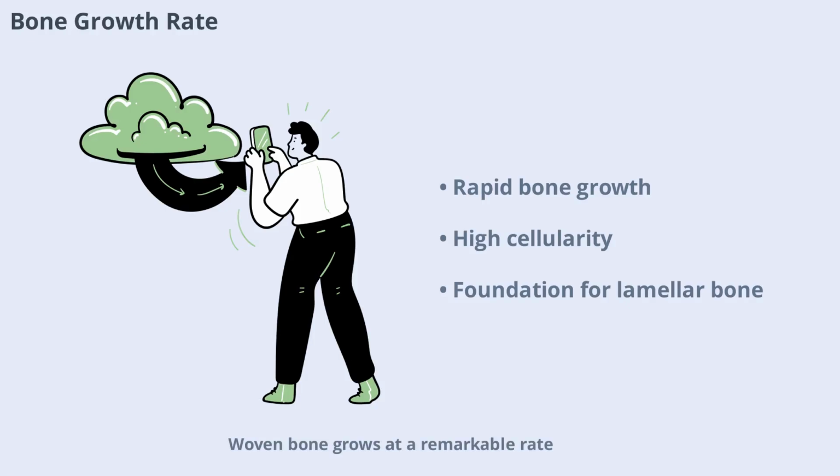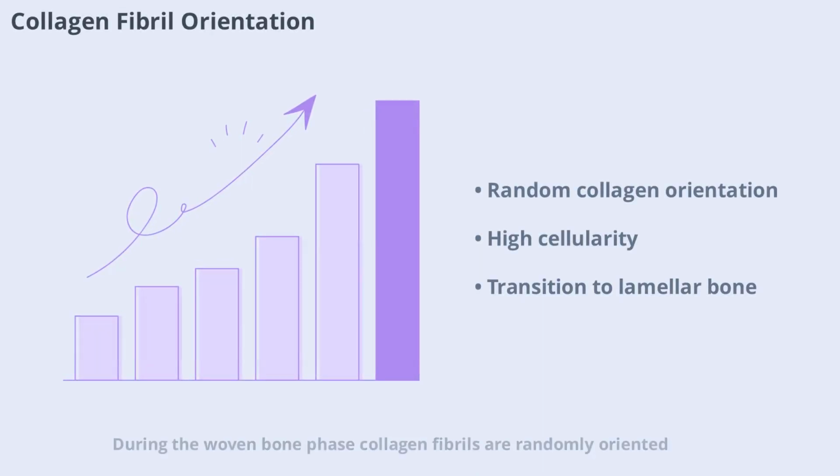Woven bone grows at a remarkable rate, up to 100 micrometers per day in all directions. This rapid growth is essential for filling the gap between the implant and the bone, providing a foundation for subsequent lamellar bone formation. The high cellularity and random orientation of collagen fibrils characterize this phase of bone growth. During the woven bone phase, collagen fibrils are randomly oriented, contributing to the bone's high cellularity but low biomechanical capacity. This random orientation is gradually replaced by the organized structure of lamellar bone, which provides greater stability and strength.